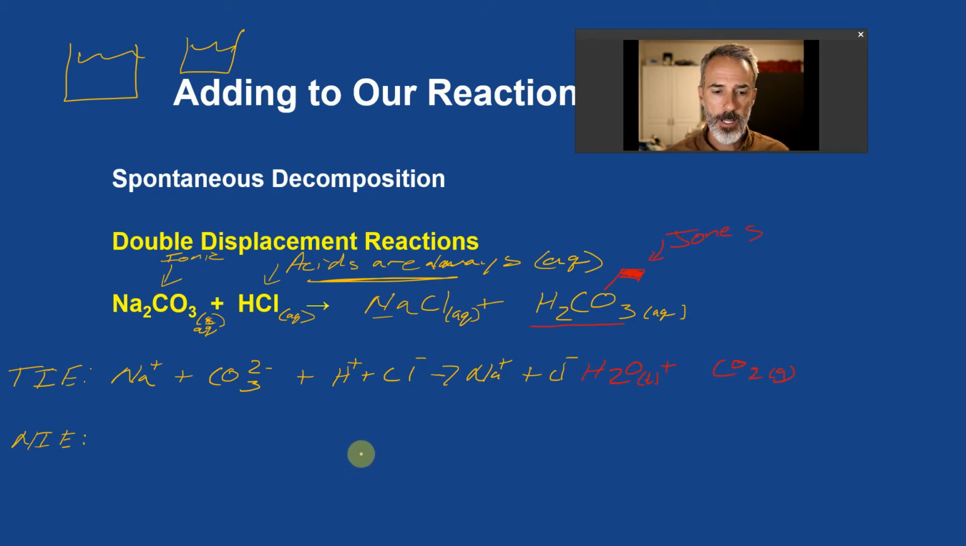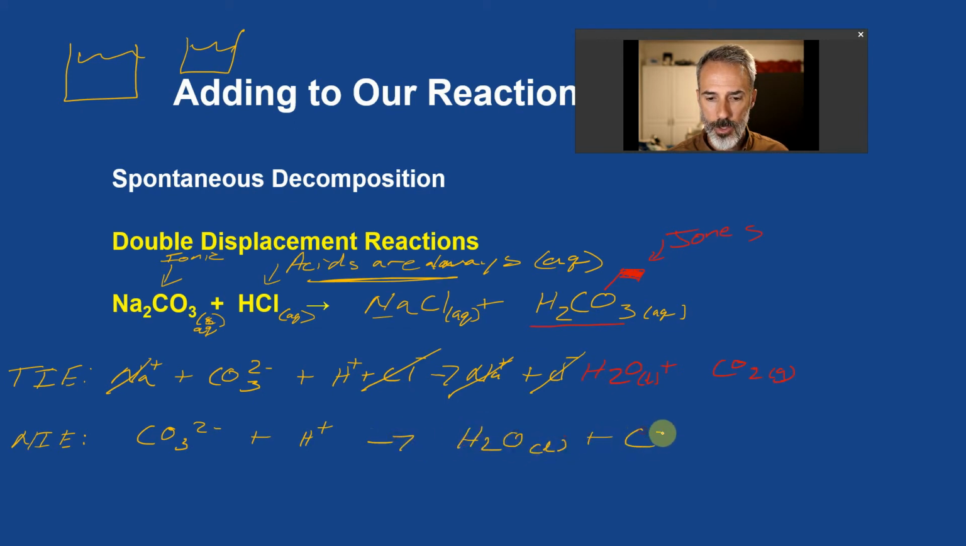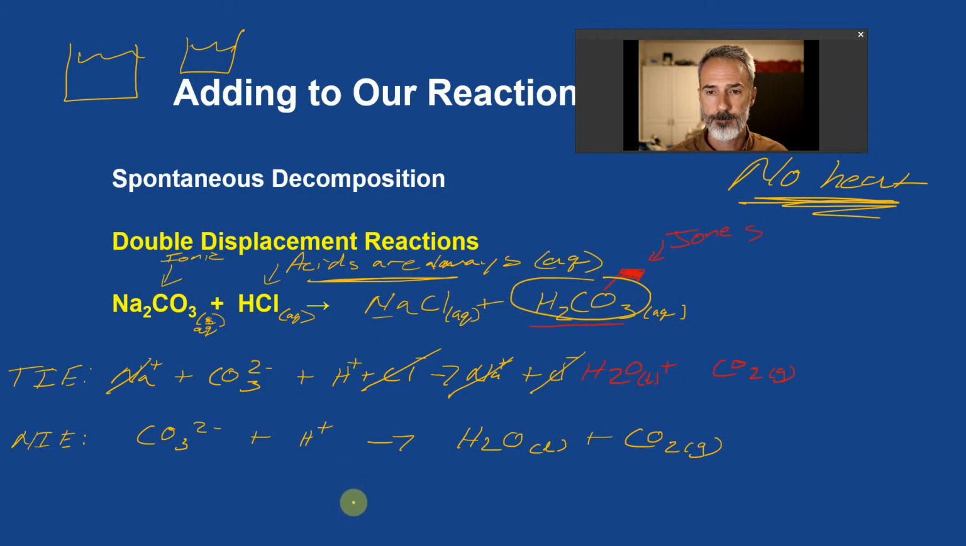Now if we hunt for spectator ions, I think chloride looks like it didn't do anything, didn't change its charge. Sodium looks like it didn't do anything, and we end up with CO3 2 minus reacting with H plus, in other words carbonate, found some acid, and made a little bit of liquid water, and that CO2 that foamed over the volcano so quickly and so instantly. Notice, no heat required. Because these are spontaneous decomposers, they do not require heat. They are always the products of double displacement reactions.